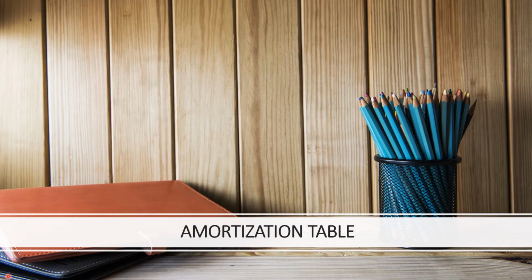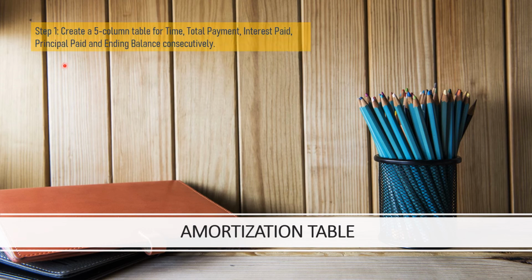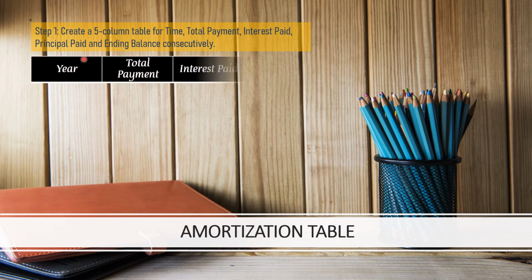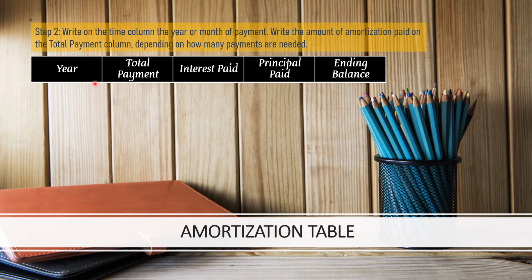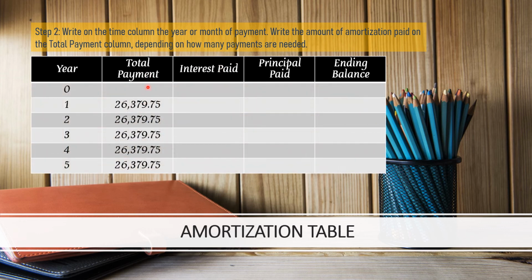This time, let me illustrate to you how to construct an amortization table. The first step is to create a 5-column table for time, total payment, interest paid, principal paid, and ending balance consecutively, as you can see on the screen. Step number 2, write on the time column the year or month of payment. Then write the amount of amortization paid on the total payment column, depending on how many payments are needed. So year 0 up to 5. So this is yearly pinabayaran.